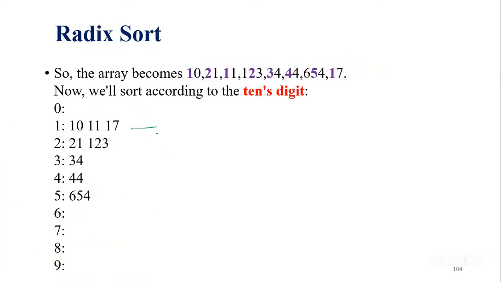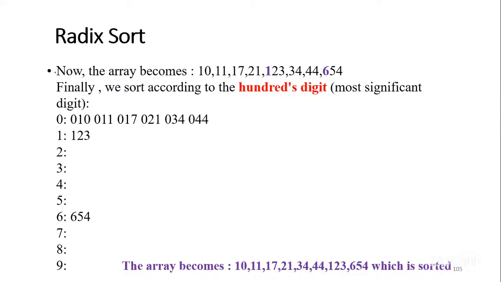Now, write these numbers in the same order: 10, 11, 17, 21, 123, 34, 44, 654. So I have written the same numbers in the same order, right? Now, next step. Write 0 to 9 like this, same as the previous steps.